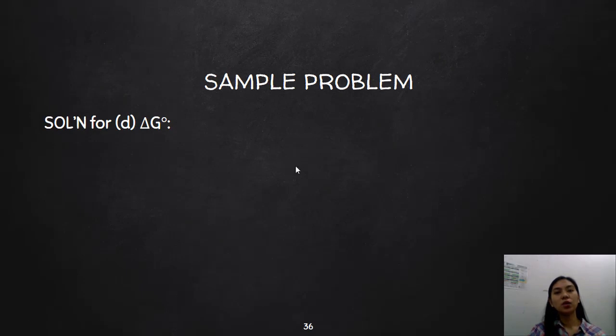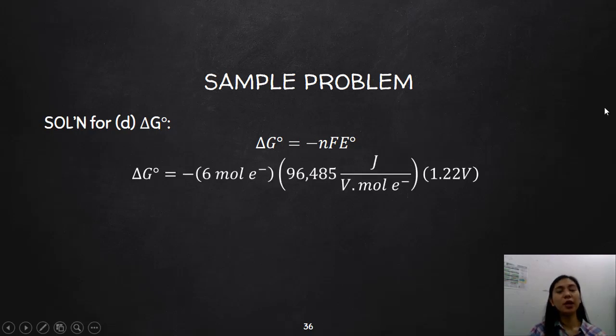Okay. So, for letter D, we are required to calculate the value of your Gibbs free energy. And if you recall, this is the equation for the Gibbs free energy. So, you have your N, your F, and your E naught, which we already have given, since we calculated those values. Wherein the number of moles is 6 moles.